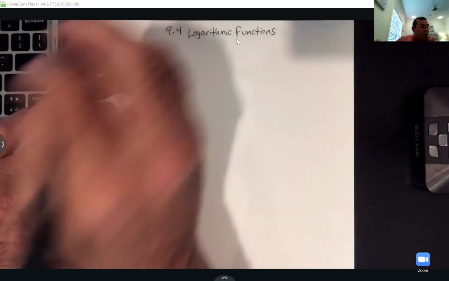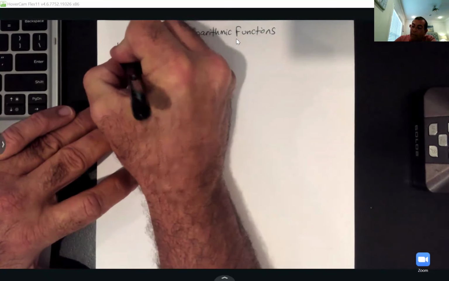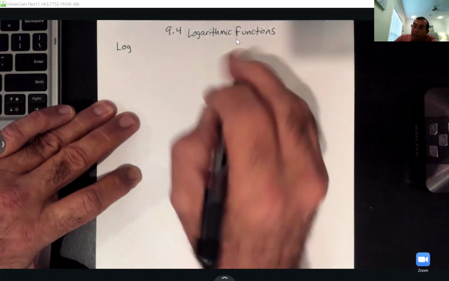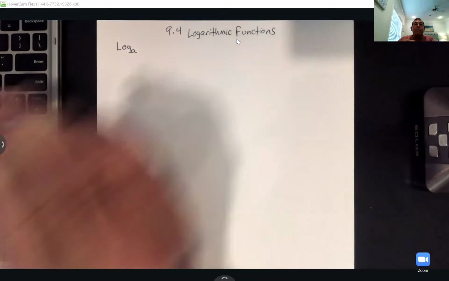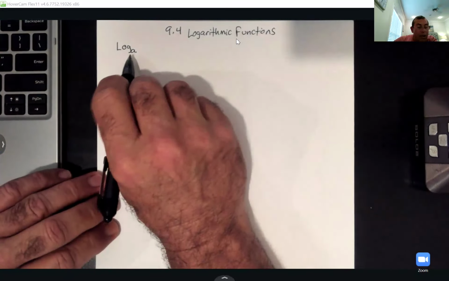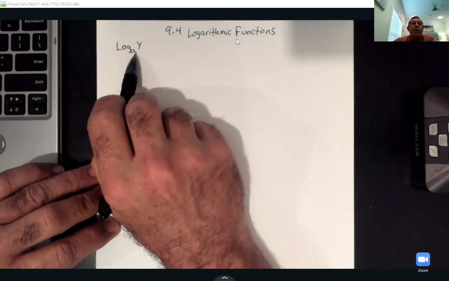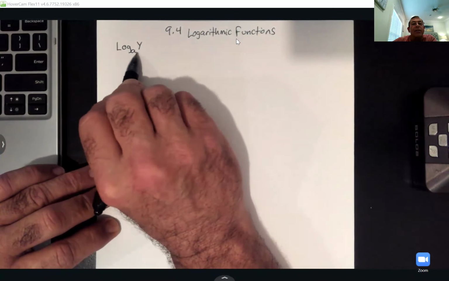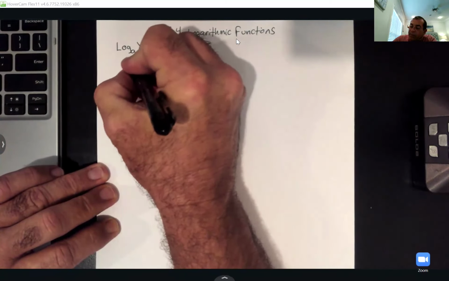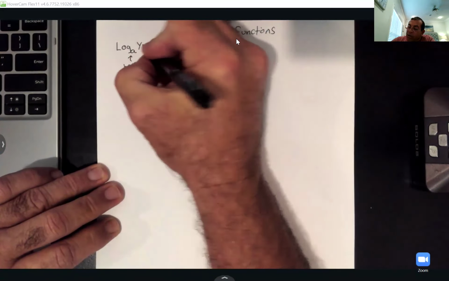All right, so a logarithm will come in this form. It'll say log, which is short for logarithm. You'll see a little subscript here. So this is how you'll see your logarithms. This little a is a subscript. That's what we call the base. And the y is what we call the result.